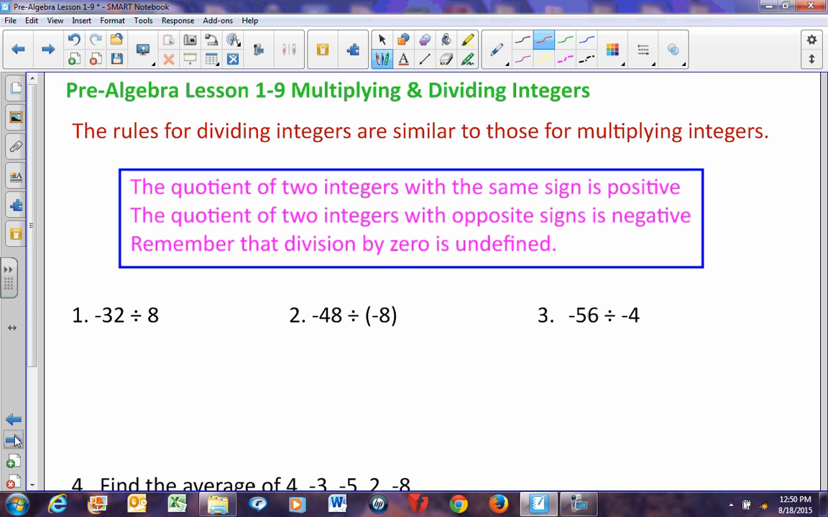I can't have 8 brownies and divide them equally among 0 people. I'm just going to have 8 brownies, and nobody to share them with. My life is sad because I have 8 brownies and no friends, and therefore it's undefined. All right, here we go.